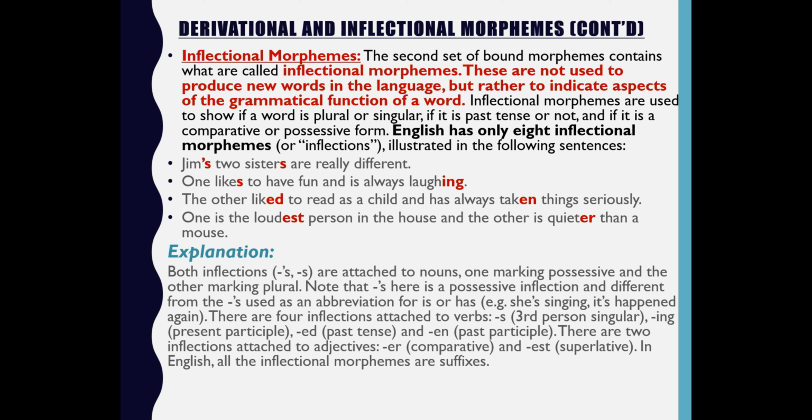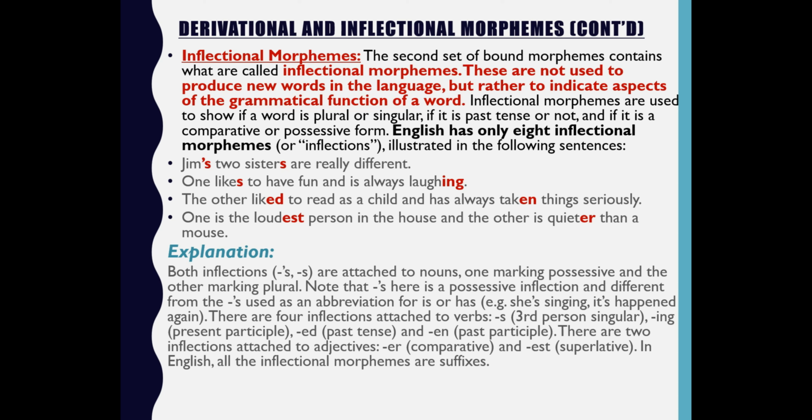Okay? Both inflections, apostrophe S and S, are attached to nouns. One of them is possessive S and the other is plural. Note that apostrophe S, the possessive S here, is a possessive inflection and it's different from the apostrophe S used as an abbreviation for is or has. We need to differentiate, everyone, between the possessive S and the apostrophe S made as an abbreviation for is or has, like she's laughing or it's happened again. This one is an abbreviation for is and this one for has. So the apostrophe S as an abbreviation for is and the apostrophe S as an abbreviation for has, what will they be? They will be simply bound free morphemes. Okay?